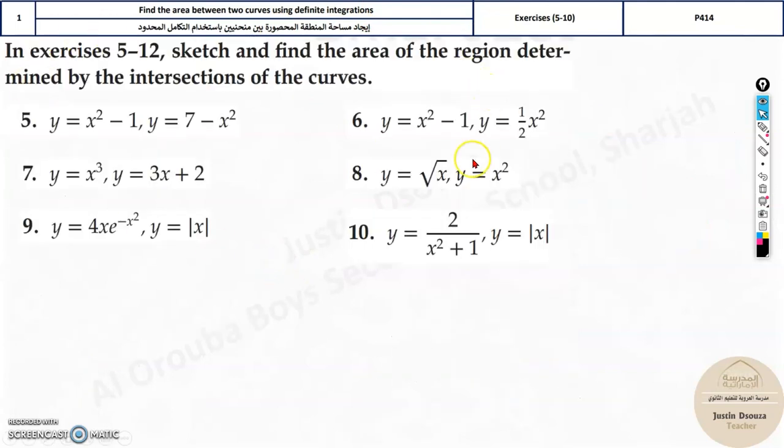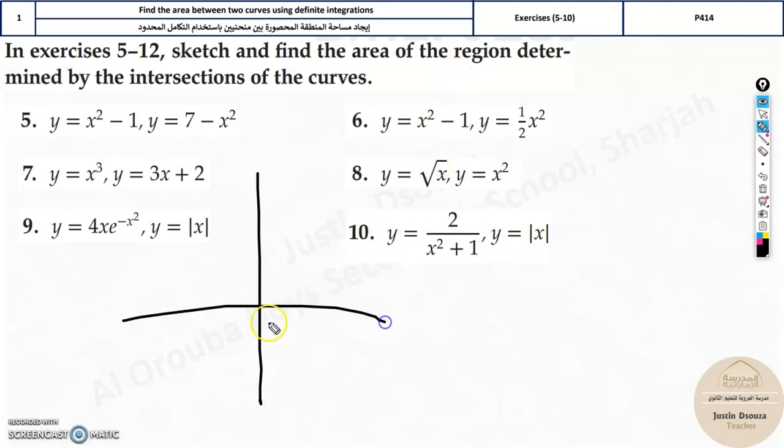Now you can see there are a few more questions over here. Same concept. Draw the basic graph. Say now here, square root graph. It's something like this. If it is magnitude, it will be like this. So basic graphs, exponent graphs.